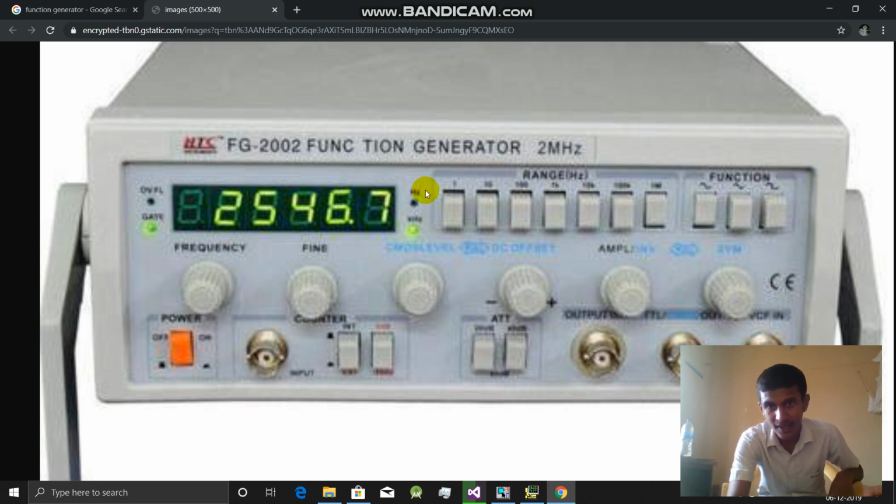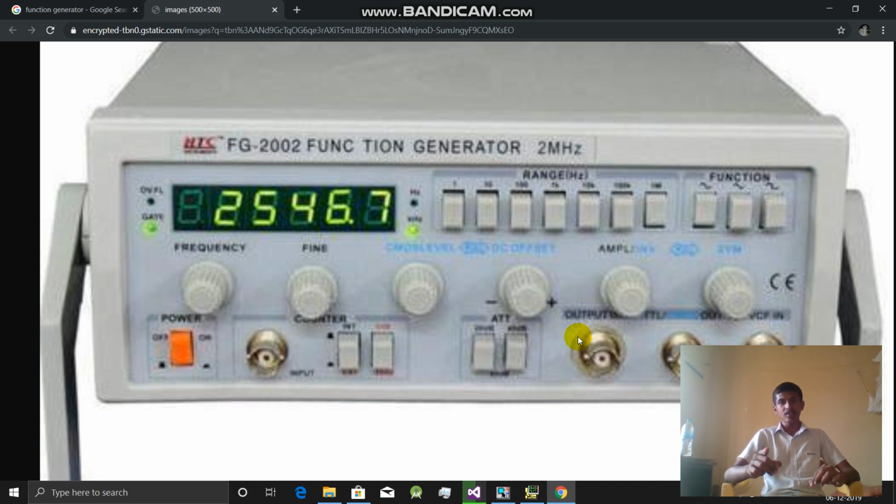Here there are some buttons for the range, that means 1 kilohertz, 10 kilohertz, 100 kilohertz, like that. If you want 1 kilohertz, then we need to press the 1 kilohertz button. Then there are the frequency and fine adjustment knobs. You need to change the frequency and look at the screen until it shows 1 kilohertz. The hertz and kilohertz indicators are there. And here is the output.